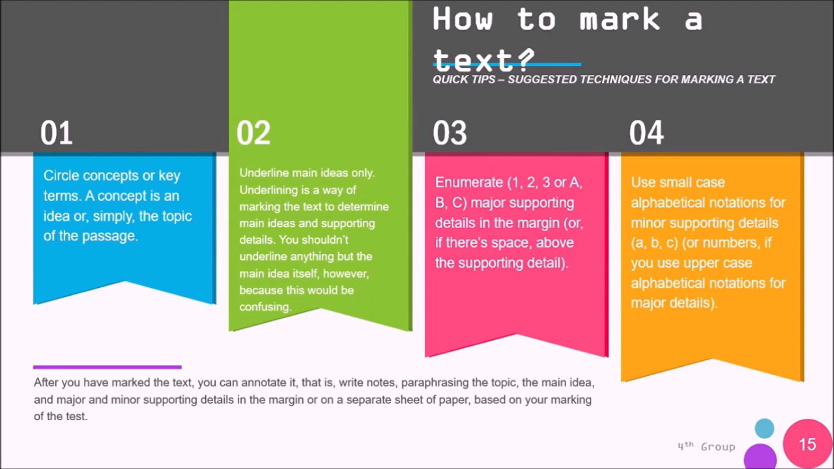The third, enumerate 1, 2, 3, or A, B, C major supporting details in the margin, or if there is space above the supporting detail. The fourth, use small case alphabetical notation for minor supporting details: a small, b small, c small, or number, if you use uppercase alphabetical notation for major details.